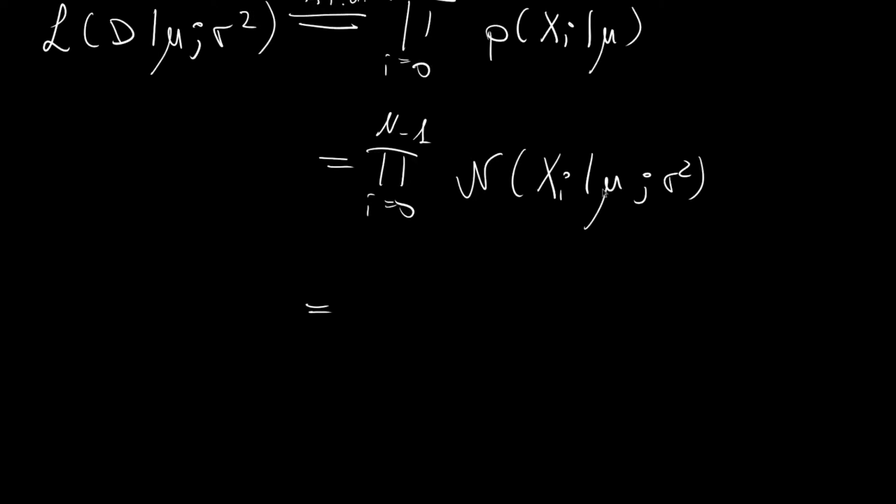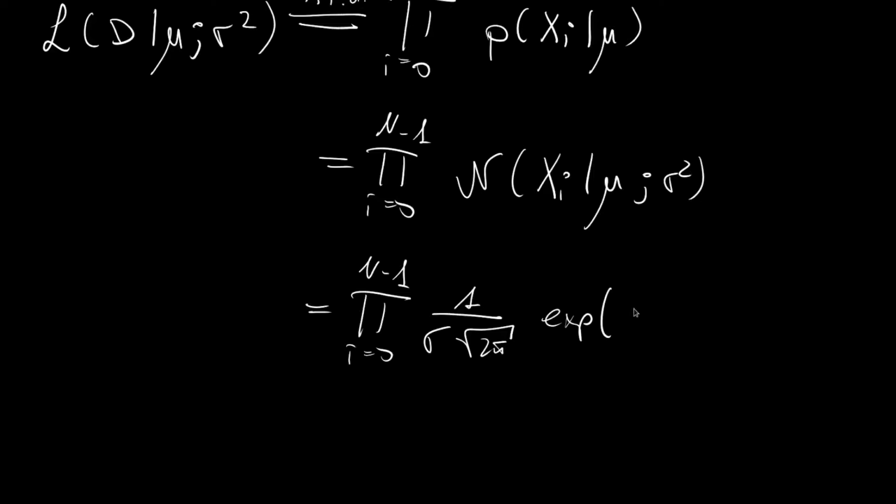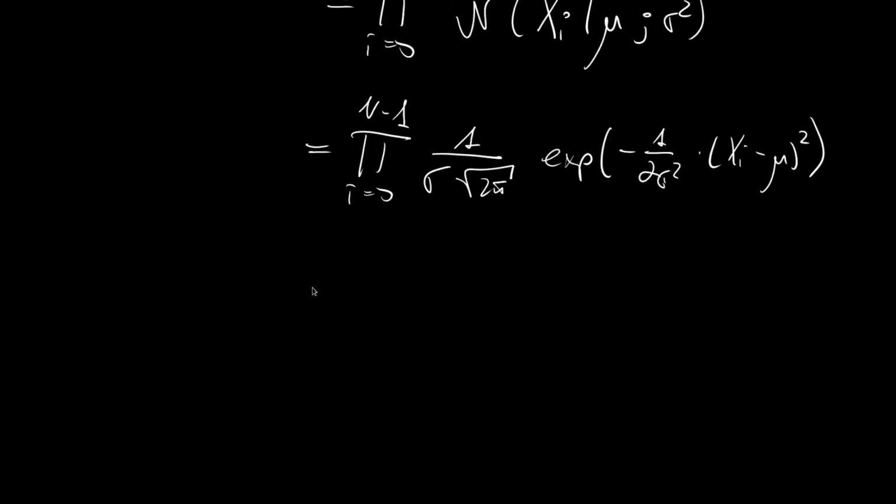And if we plug in the functional form for the normal, then we get the product from i=0 to capital N-1 over 1 over sigma times square root of 2 pi, then times the exponential, and in the exponential we have minus 1 over 2 sigma squared times (xi minus mu) squared, and then closing brackets for the exponential. And if we apply the product to these two terms, then we first apply it to the constant here, and it is multiplied n times with itself, so we raise it to the power of n, and we have (1 over sigma times square root of 2 pi) raised to the n.